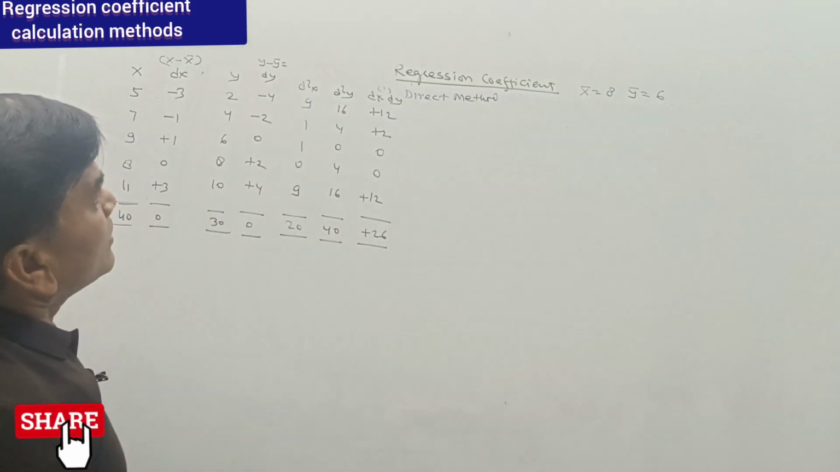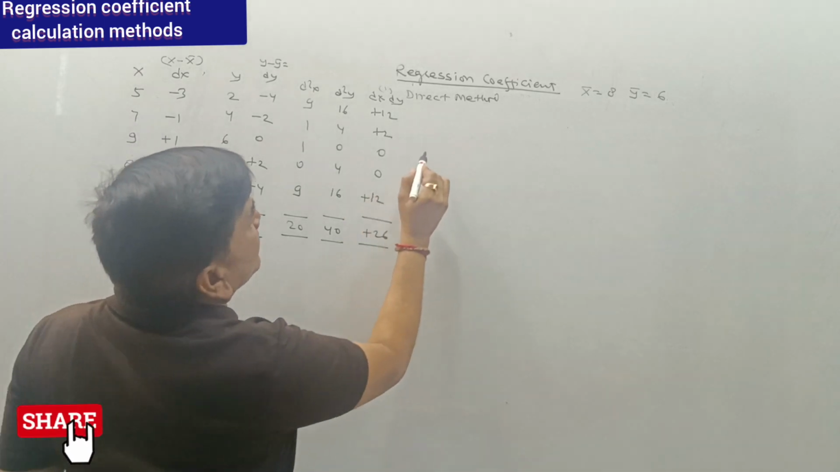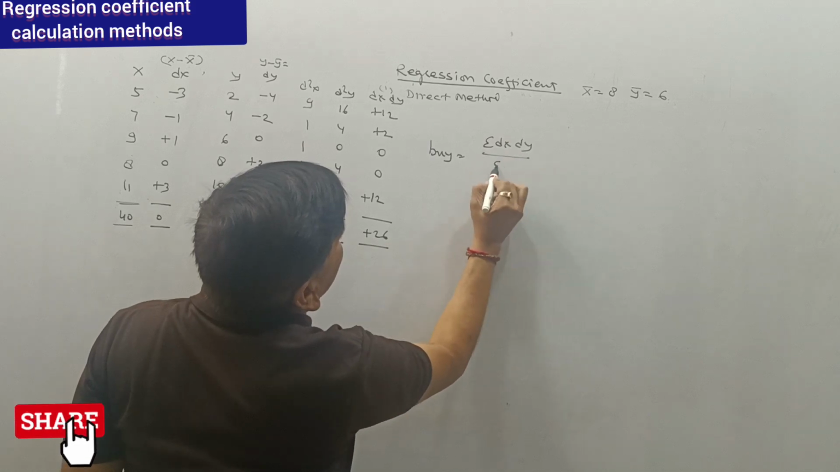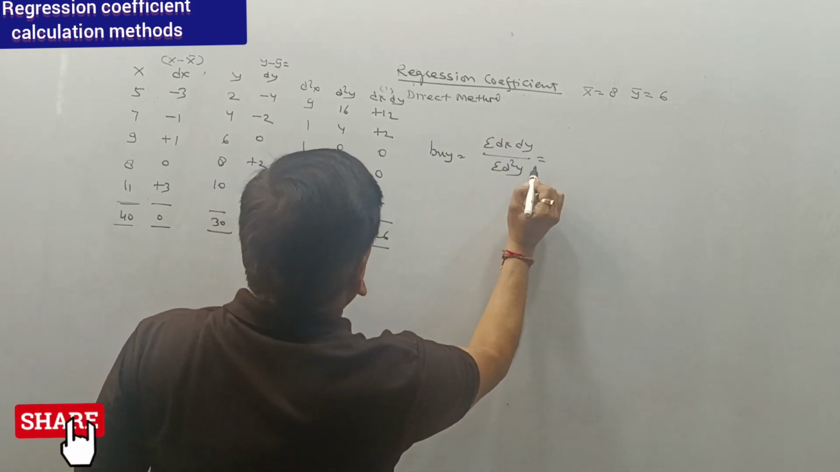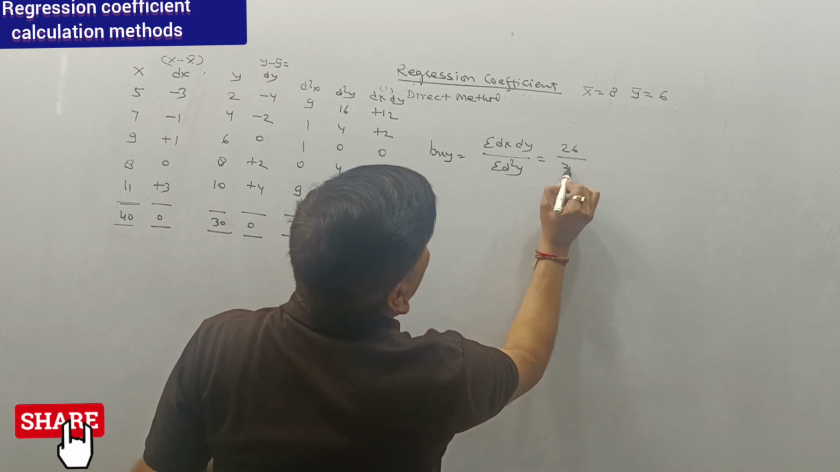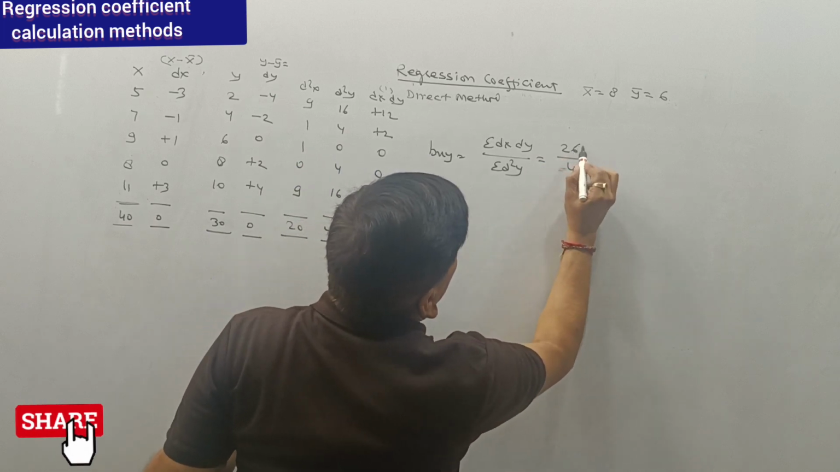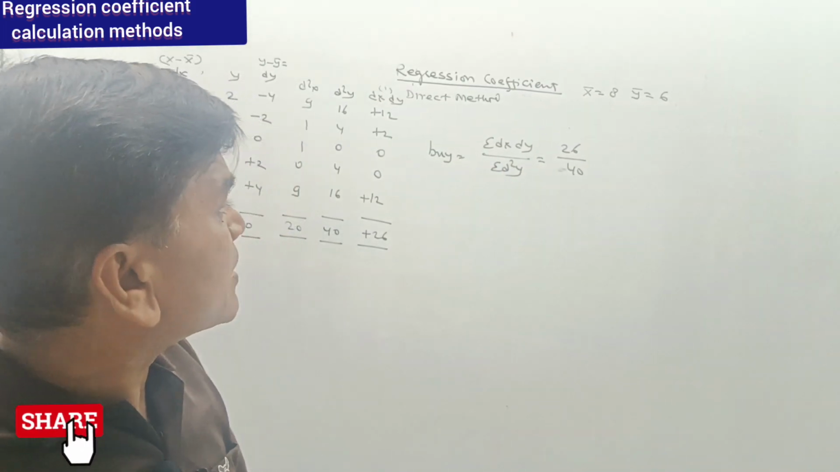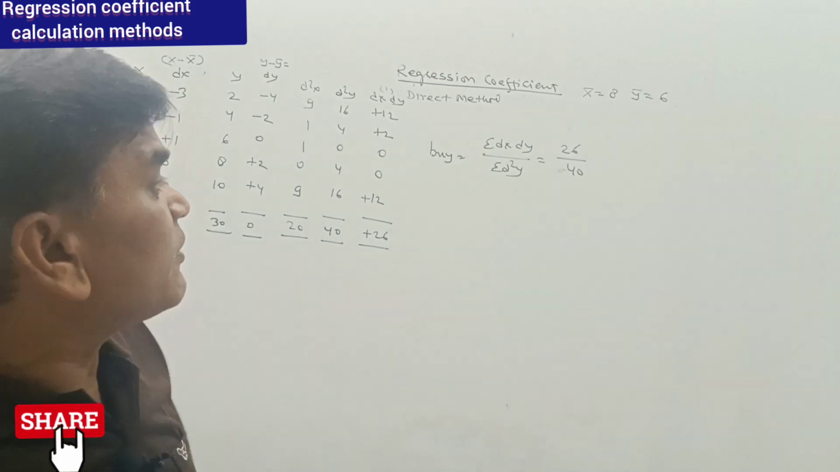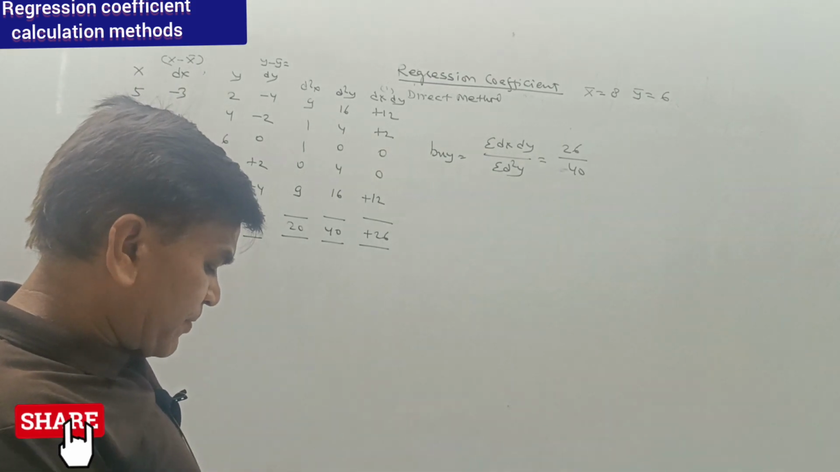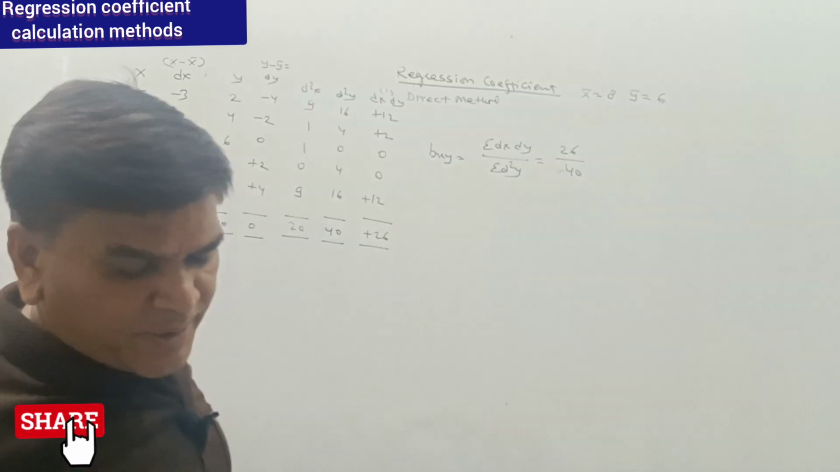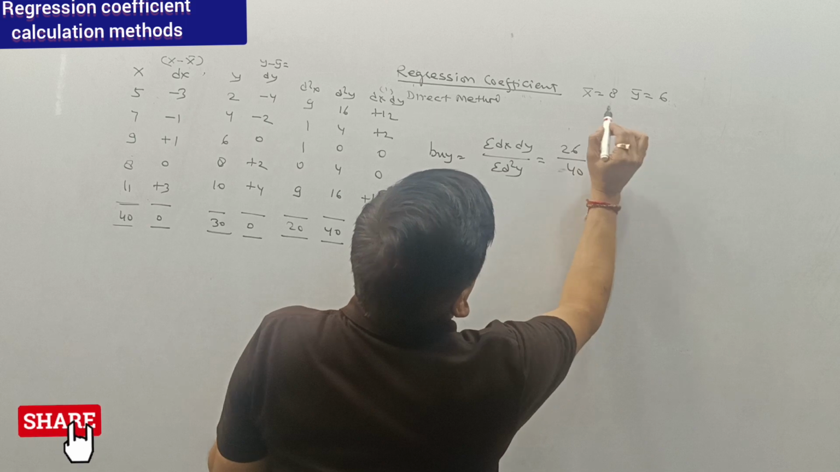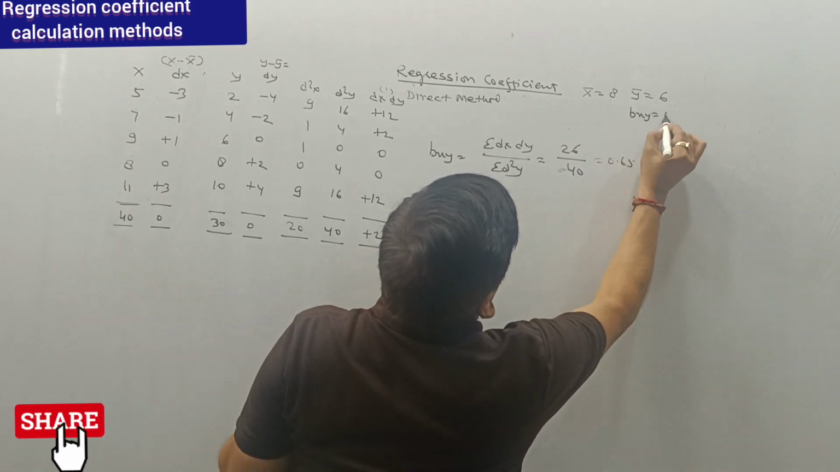Okay. So first getting Bxy, that is sigma dx dy divided by sigma dy square. So 26 divided by 40. So it will be 26 divided by 40, which is 0.65. So Bxy is equal to 0.65.